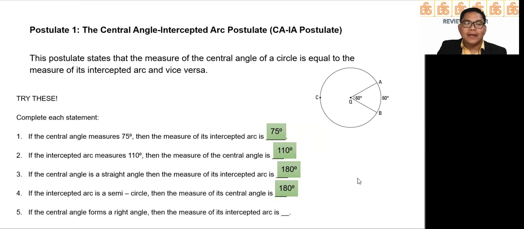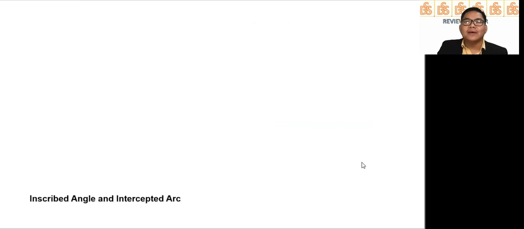How about this one? If the central angle forms a right angle, then the measure of its intercepted arc is... A right angle is 90 degrees. Therefore, the intercepted arc is also 90 degrees. So, more or less, you can easily remember the relation between the central angle and its intercepted arc and vice versa.